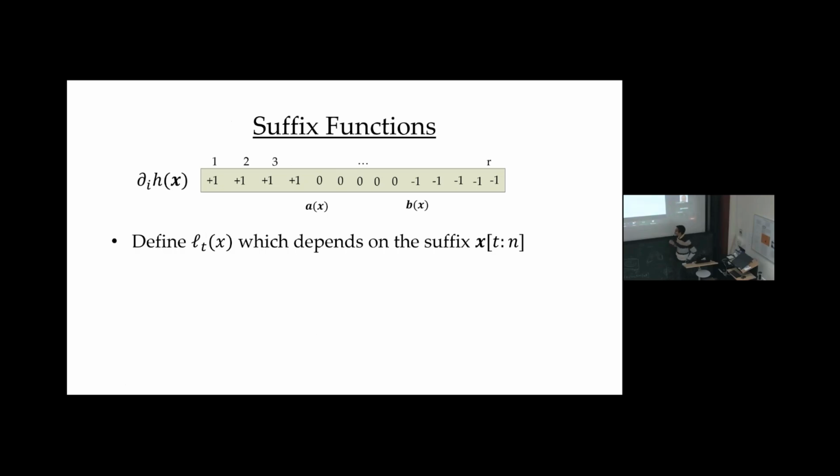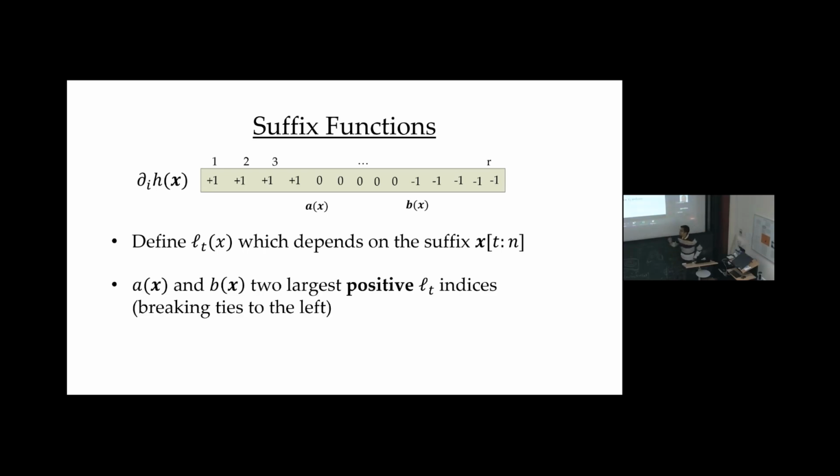So maybe this is the last conceptual thing. For every coordinate t from 1 to r, we'll define a function L_t which depends only on the suffix x_t to n. I'll explicitly define what this L_t is, but for now, it's a function which depends only on the suffix. It does not look at the prefix. And we will pick A_x and B_x, these two coordinates, to be the ones which have the largest positive L_t.